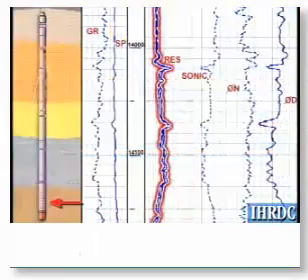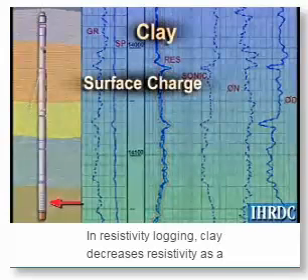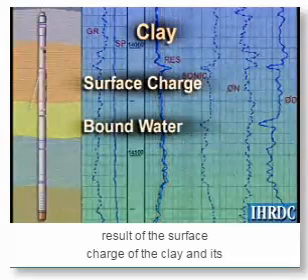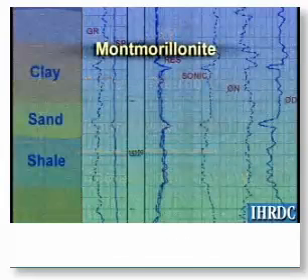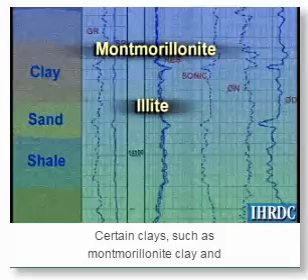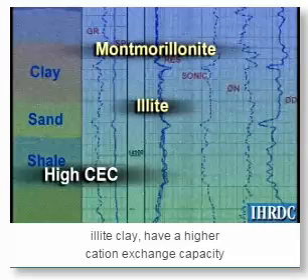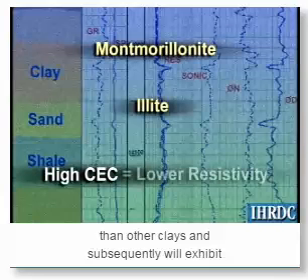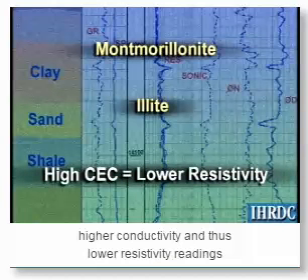In resistivity logging, clay decreases resistivity as a result of the surface charge of the clay and its associated bound water. Certain clays, such as montmorillonite clay and illite clay, have a higher cation exchange capacity than other clays, and subsequently will exhibit higher conductivity, and thus lower resistivity readings than other clays.